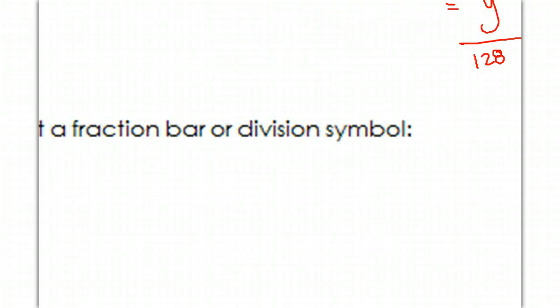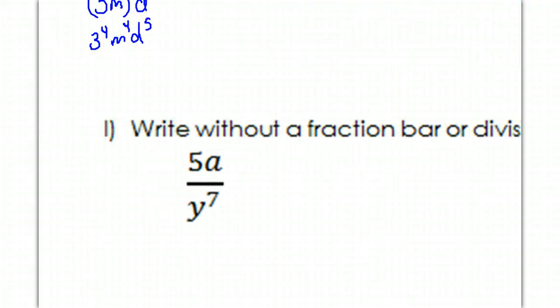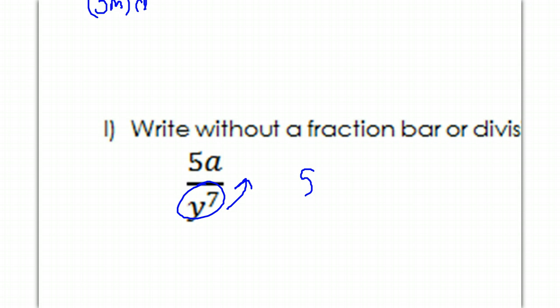Alright, moving right along here. Write without a fraction bar. This isn't my favorite type of question, but you'll see it from time to time. This is just using what we know about negative exponents to get rid of that fraction bar. So basically, in other words, we want to bring everything up. So we're going to bring this up even though it's not negative right now. We'll bring it up and put it on the top. And when we do that, we need to change the sign. So positive 7 exponent actually becomes negative 7. And that's actually the answer there. Doesn't have a fraction bar anymore.